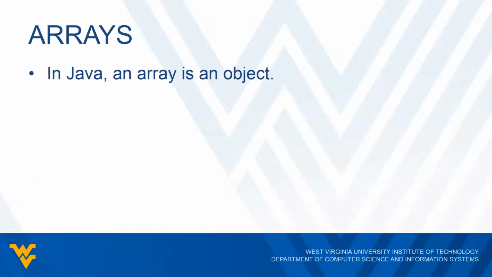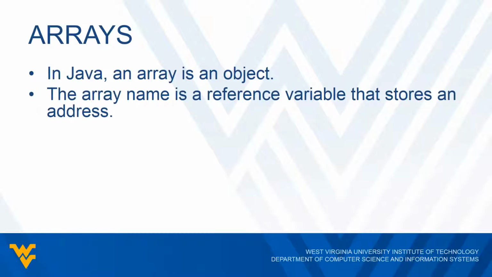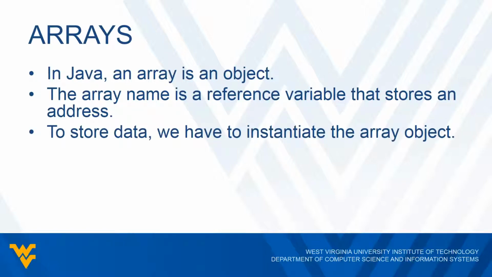So in Java, an array is an object. So if you remember when we talked about classes, that means that the name of the array is a reference variable that stores an address, and that address will correspond to some object that contains the actual data. So if we want to actually store data, that means we have to create the object. We have to instantiate the array object. And the syntax for this is similar yet different to how we handled classes.